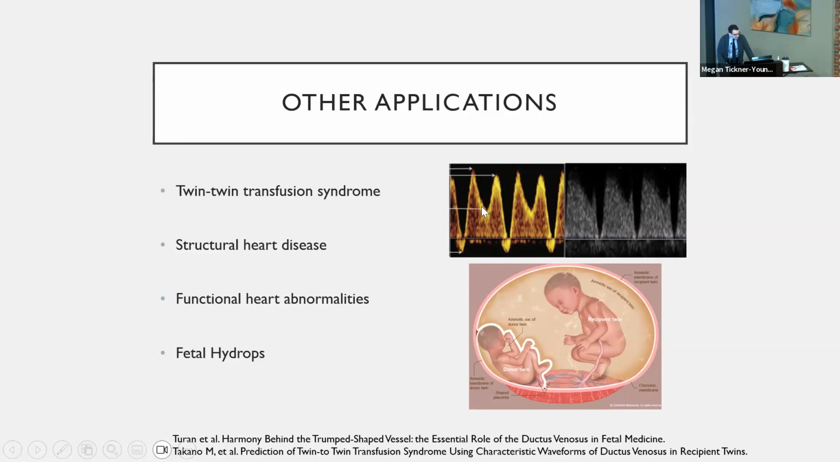And then the recipient has a different problem with hypervolemia and myocardial hypertrophy, and you see a different waveform here on the right that's dictated by increased preload and impaired ventricular filling. You see a shortened D wave component, which goes along with diastolic dysfunction. But really, the ductus venosus has a lot of uses for structural heart disease, functional heart abnormalities, arrhythmias, and fetal hydrops.